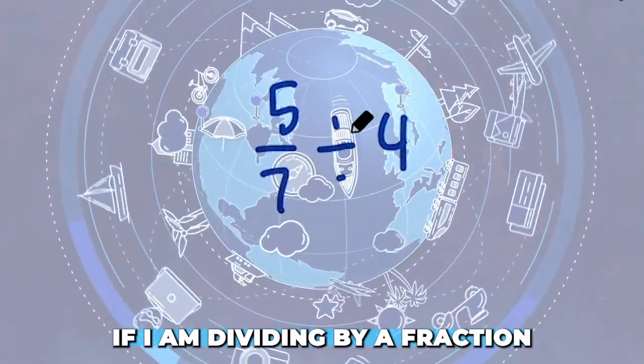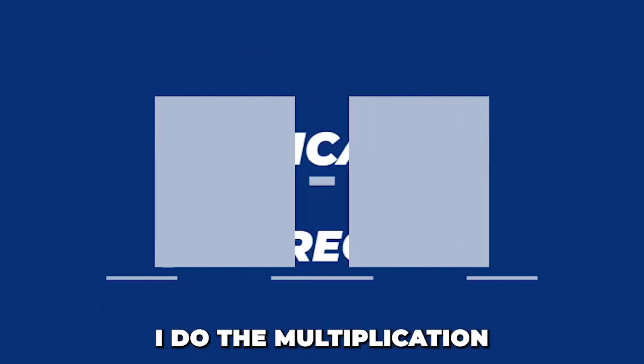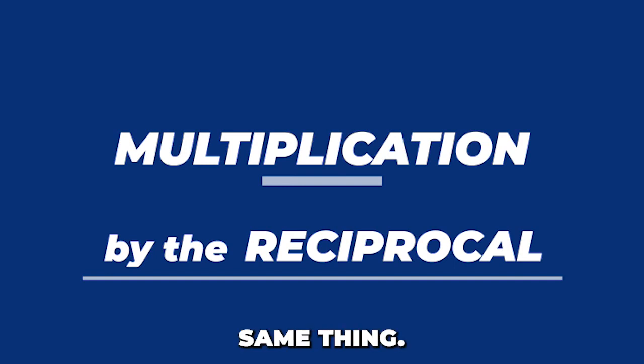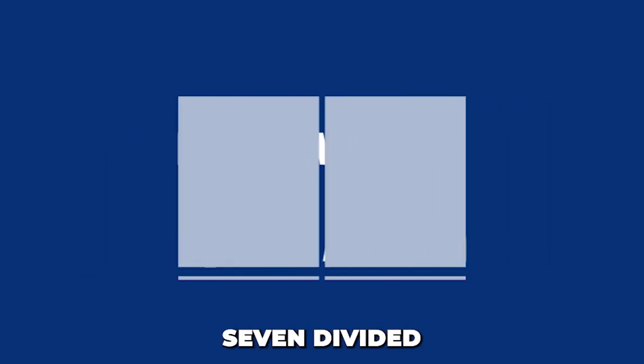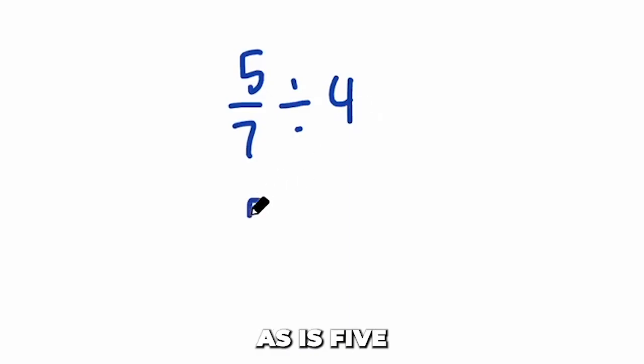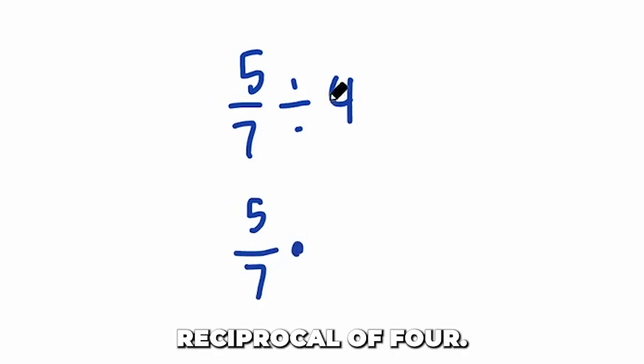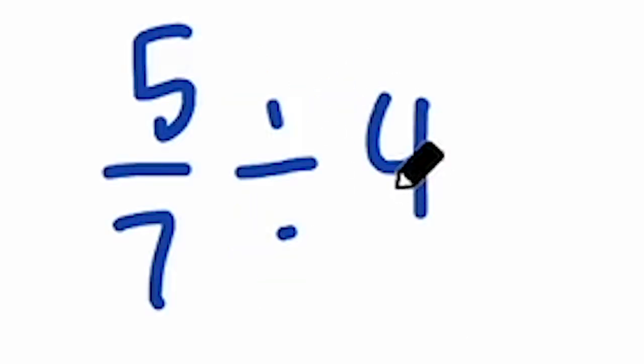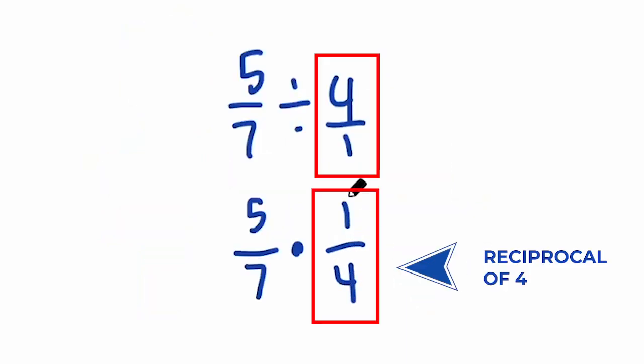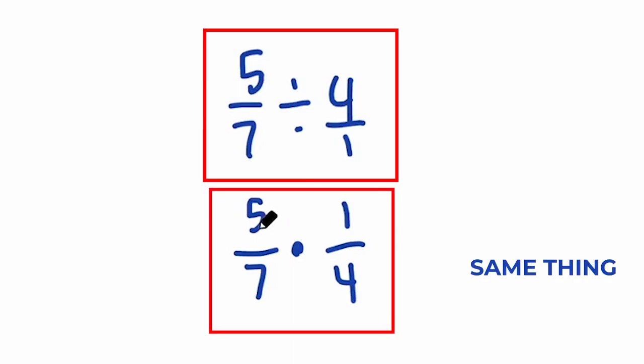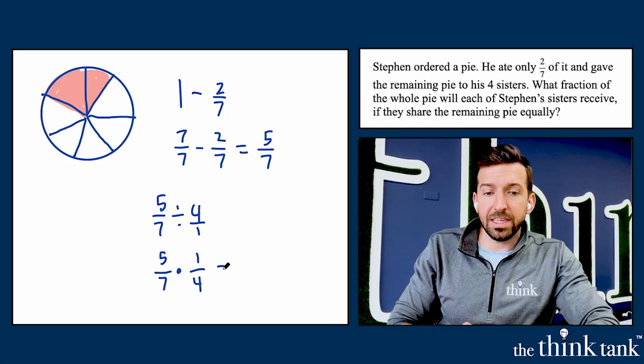Well, remember, in fraction world, if I'm dividing by a fraction, I do the multiplication by the reciprocal, and that's the same thing. So instead of thinking of it as 5/7 divided by 4, what I should think of is 5/7 times the reciprocal of 4. Well, as a fraction, 4 is 4 over 1. So the reciprocal of 4 is 1 over 4. And so if I'm going to do 5/7 divided by 4, it's the same thing as 5/7 times 1/4. And now that's how we're going to figure this out.